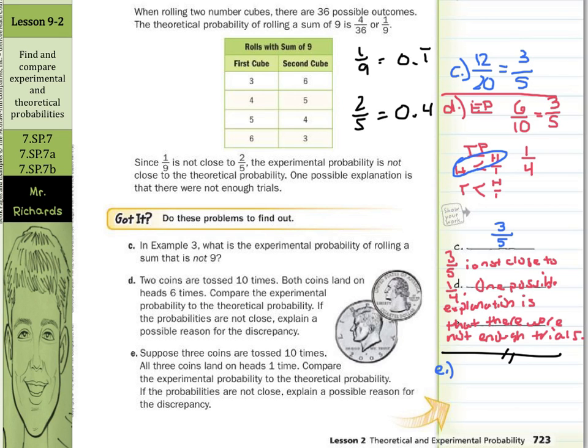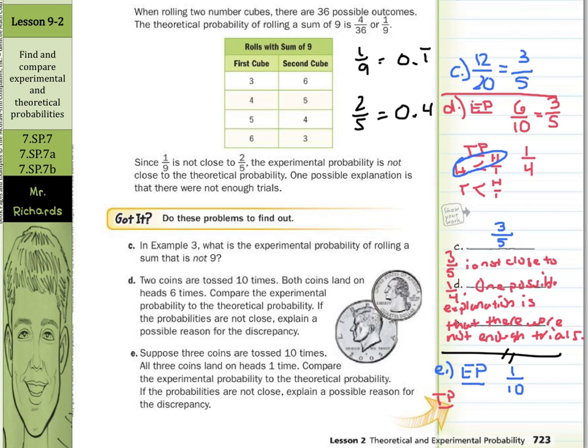Let's look at the experimental probability first. EP. All 3 coins landed on heads 1 time. So this was just a 1 out of 10. All right, simple enough. Now what about our TP?